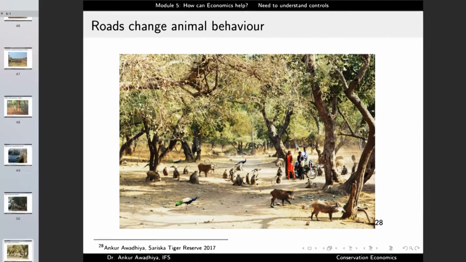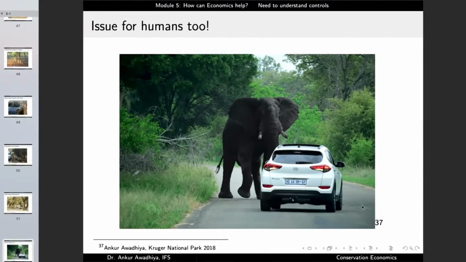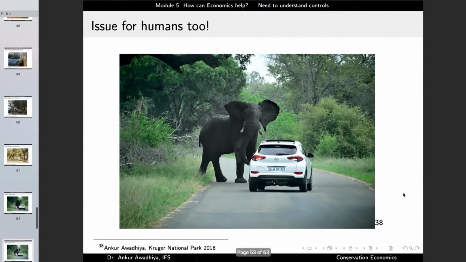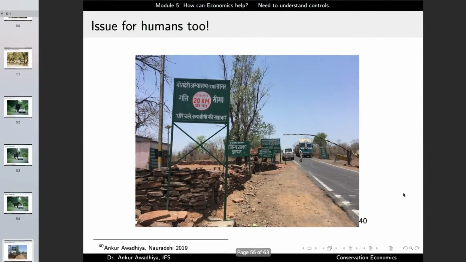This is another example. These people are feeding these animals. They are feeding the monkeys, they are feeding the langurs, they are feeding the wild pig, they are feeding the peacock, and this is not a behavior that we would see in a natural surrounding. Normally, if you step out of your vehicle, all the animals will just run away. They are so afraid of humans. But in this case, the behavior has completely changed. In a number of situations, there are also incidents in which the animals attack the vehicles.